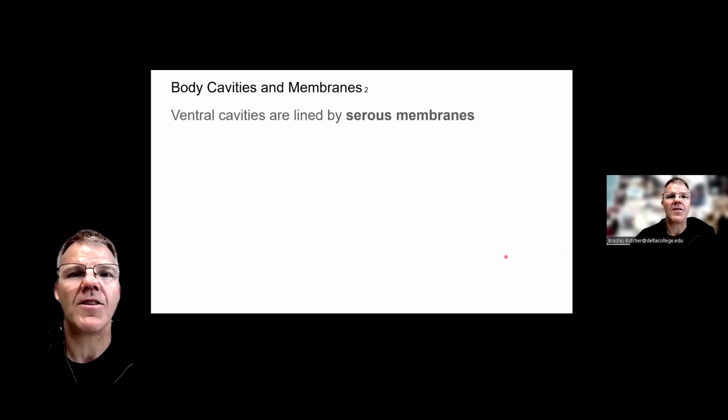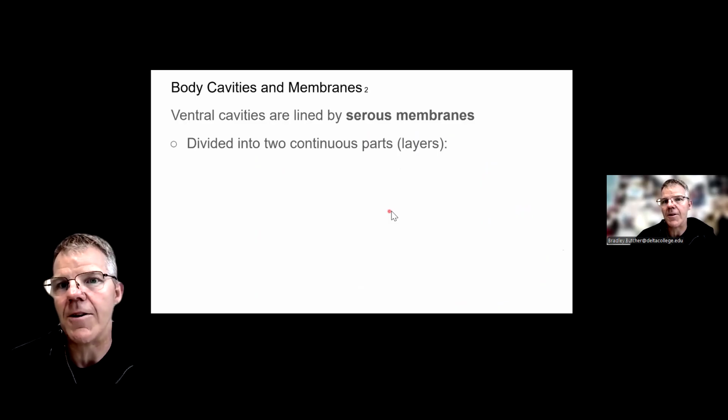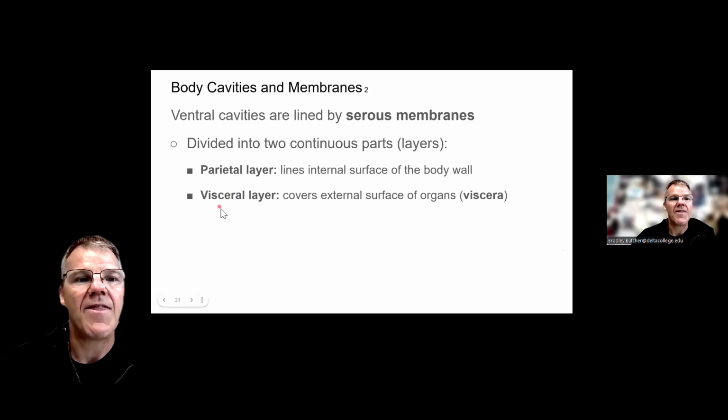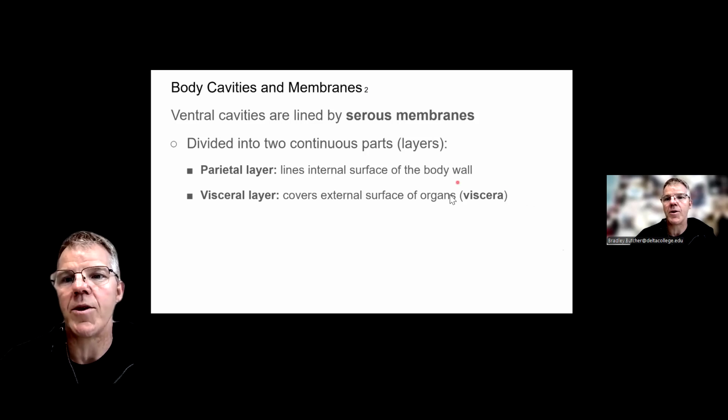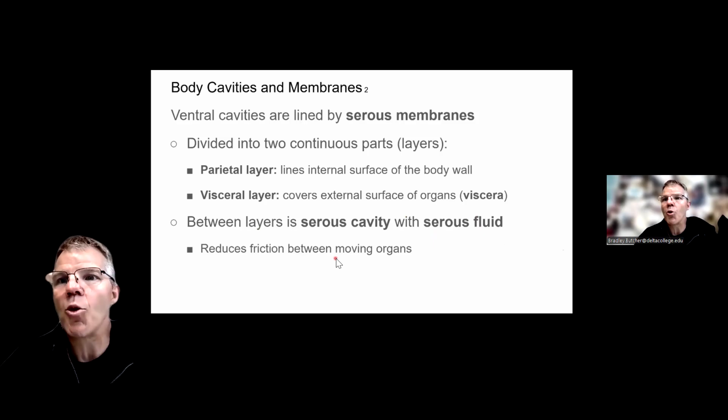The ventral cavities are lined by something called serous membranes. And these are divided into two continuous parts or layers. The parietal layer lines the internal surface of the body wall, and the visceral layer covers the external surface of the organs, or what we call the viscera. Between those layers is what we know as the serous cavity, and it's filled with, crazy enough, serous fluid. This reduces friction between moving organs in your body.